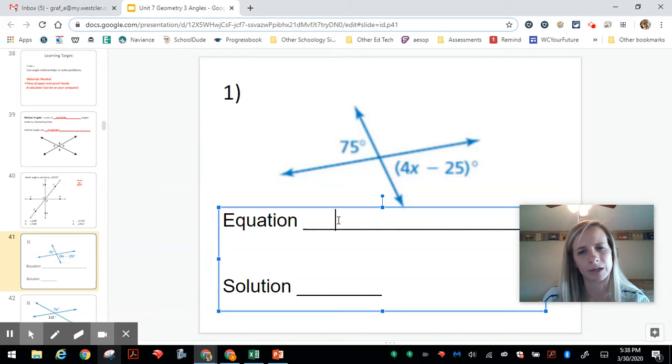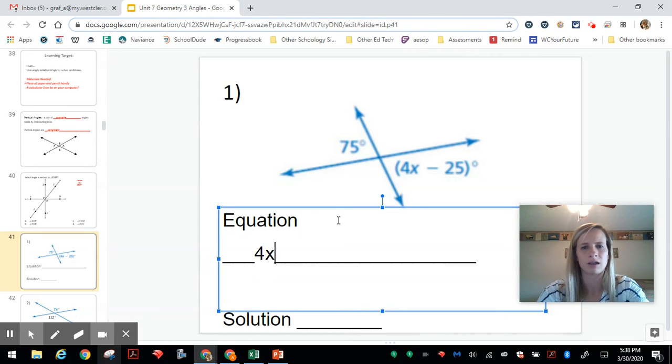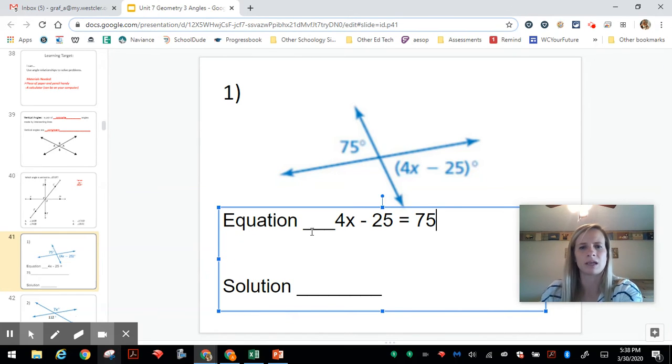When we did supplementary, we were doing the 2 angles, we were adding them together and equaling 180. That is not the relationship here. They don't add up to 180. If you remember what you wrote as your definition, they are equal to each other. So I have 4x minus 25, and I'm going to set it equal to the other one, which is 75. So that becomes a 2-step equation.